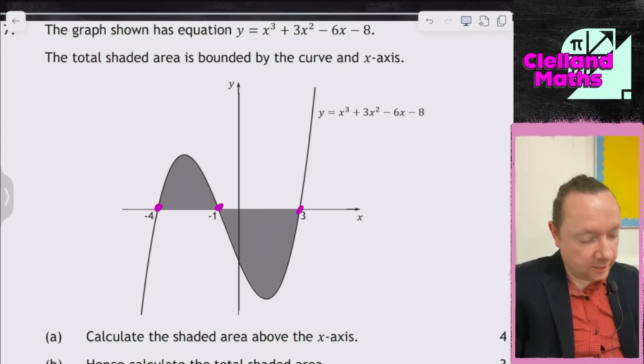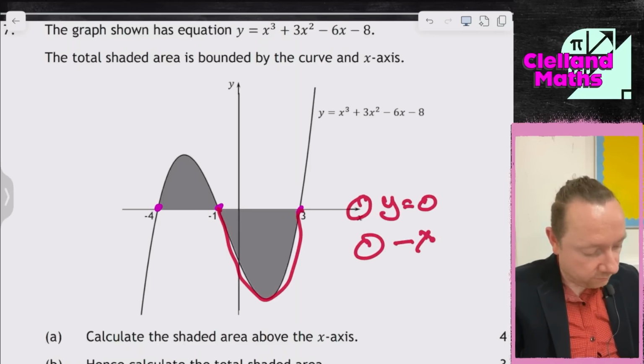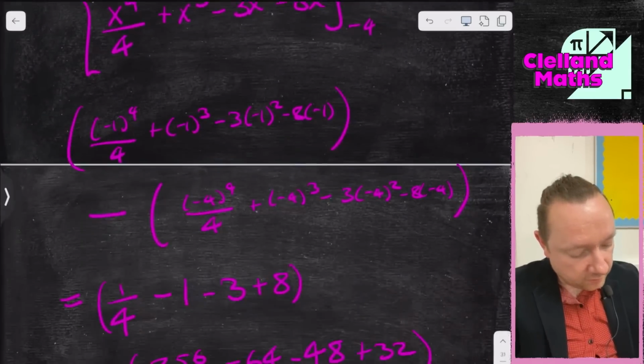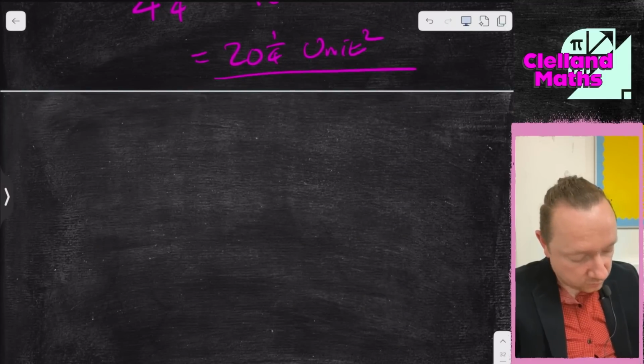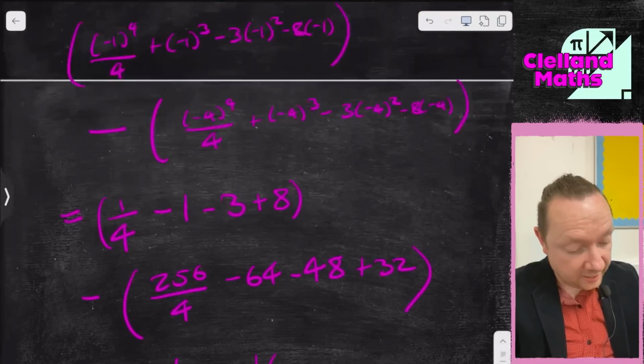Part B, hence calculate the shaded area. So I'm going between minus 1 and 3, underneath the x-axis, which is y equals 0. So I need to do 0 minus the function x cubed and so on. So I'll switch the sign and everything. There's other ways to deal with this, but I think that's the most sound mathematical way to think about it in terms of my head anyway.